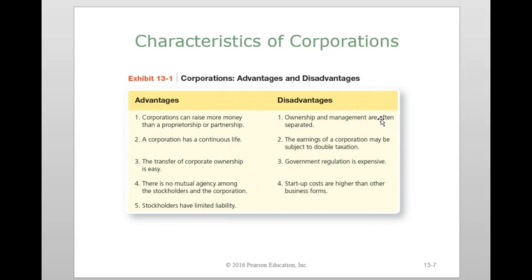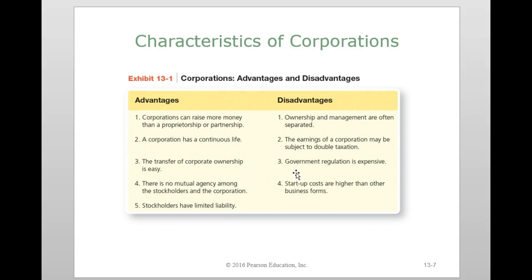things about a corporation are the ownership and the management of the company are usually separated. So it's almost like a third-party ownership. The earnings of a corporation are subject to double taxation, which means if they distribute a dividend, that dividend is profit that's taxed to begin with, and then when it goes to the owners, it is taxed again via their personal income tax.